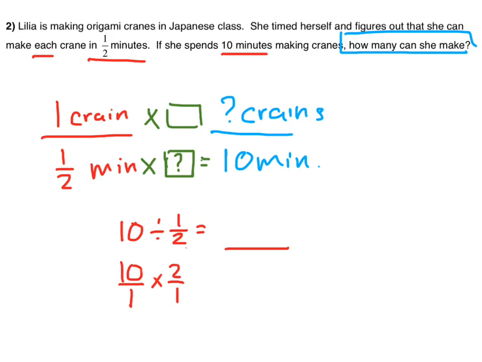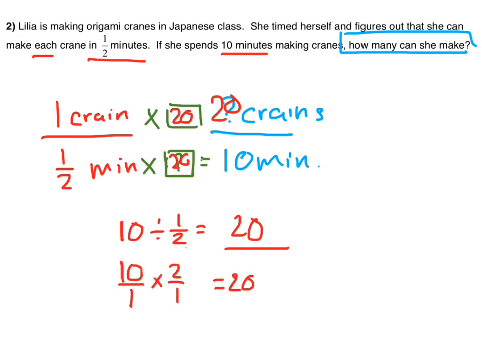And what's going to happen here? 10 times 2 is 20. So 10 divided into half-minute chunks equals 20. And that kind of makes sense now that you think about it. I mean, how many half minutes are in 10? And that is 20. So our missing factor was 20. 1 times 20, of course, makes 20 cranes. She can make 20 cranes. So setting up those proportions is really going to help you.